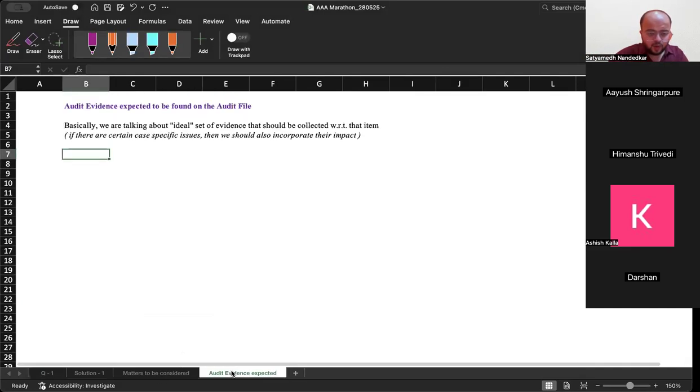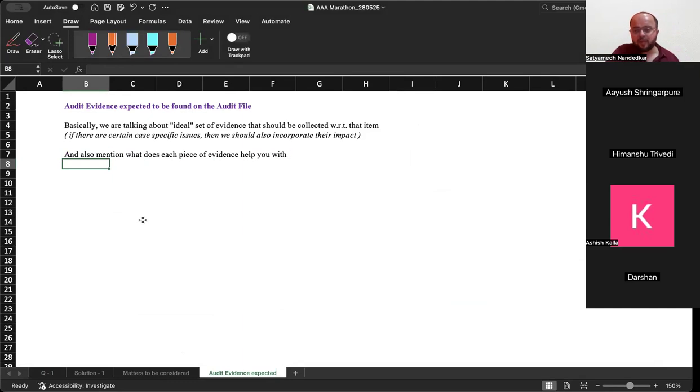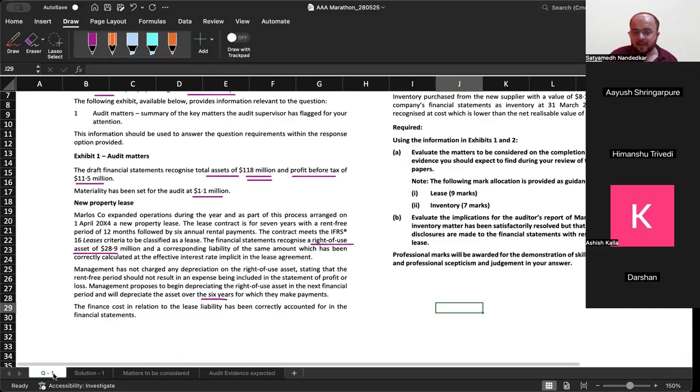So यहाँ पे जो मैंने audit evidence है, talk about ideal set of evidence and also mention what does each piece of evidence help you with? ठीक है, what does each piece of evidence help you with, वो भी आप mention करो. So if you obtain a copy of the lease agreement, what is it helping you with? It is helping you to verify the lease term, the lease payments and the interest rate implicit in the lease, starting date, ending date, ये सारा कुछ आपको वहां से मिलेगा.